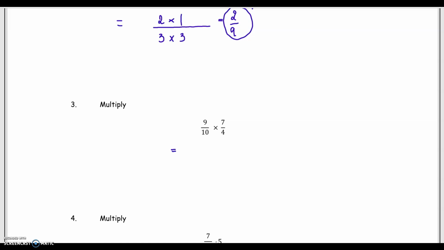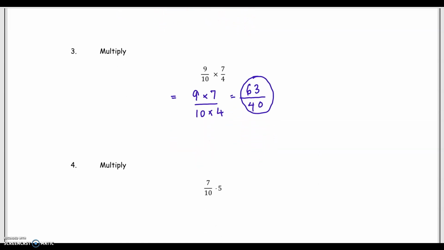Now, same thing here. We multiply the numerators. We multiply the denominators. Before I multiply the numbers together, I'm going to make sure there are no common factors. 9 has no common factors with both 10 and 4 because 9 is 3 times 3 and I don't see a 3 in the denominator. 7 has no common factors with 10 and 4 because 10 is 5 times 2 and 4 is 2 times 2. 7 is not a common factor. So 9 times 7 is 63 divided by 40. And I know it's in the lowest terms because I made sure there are no common factors in the numerator and denominator.